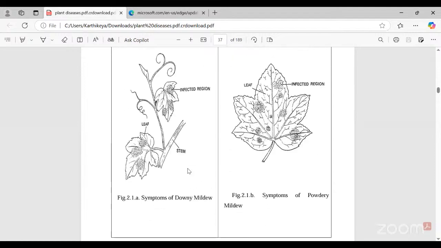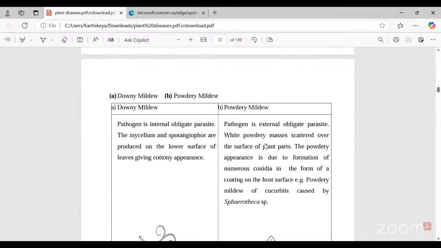You can observe the symptoms of downy mildew. This is the stem of a Cucurbitaceae family plant. This one is powdery mildew. Powdery mildew disease. Downy mildew, powdery mildew. What is the difference between downy mildew and powdery mildew?